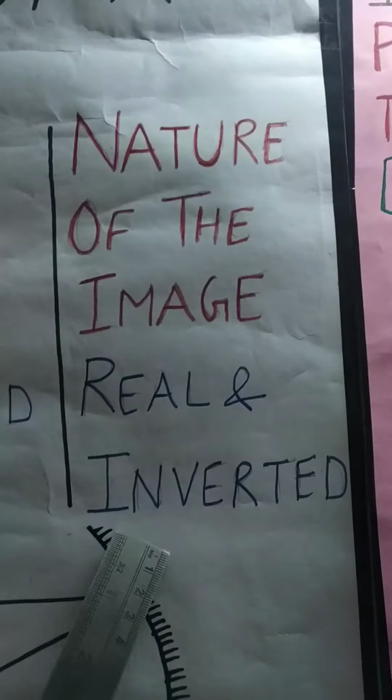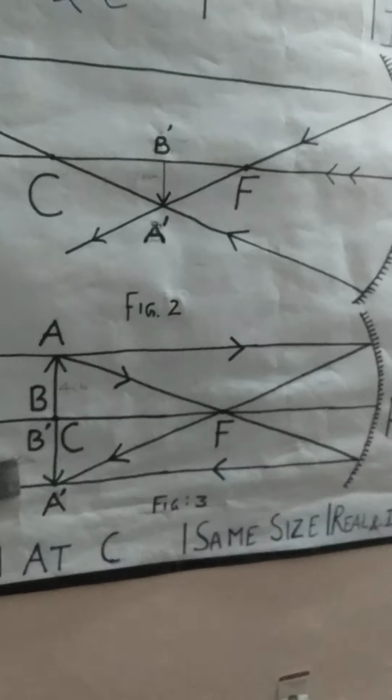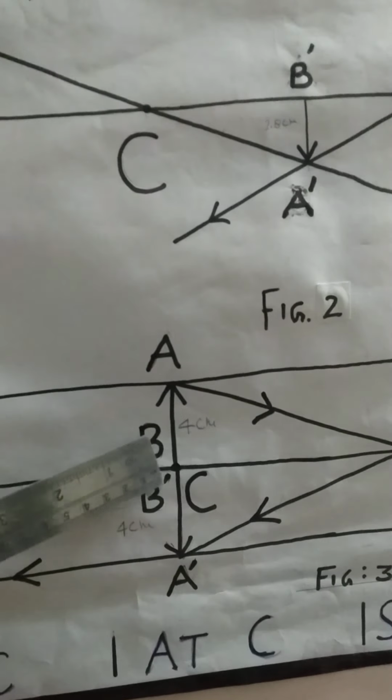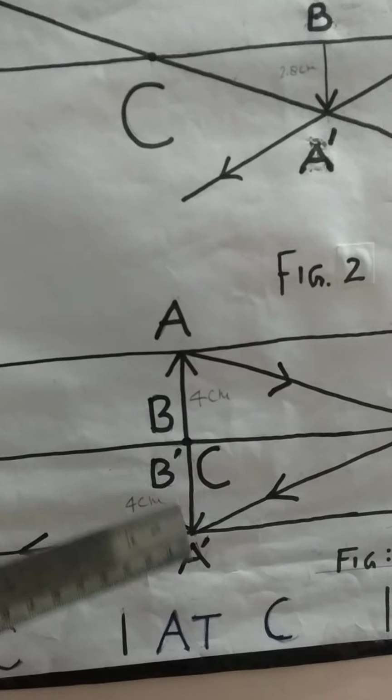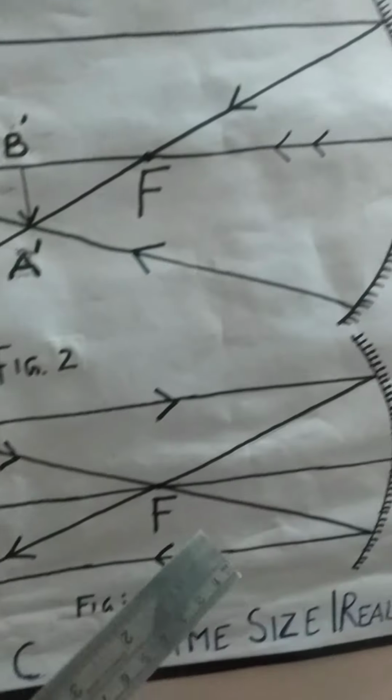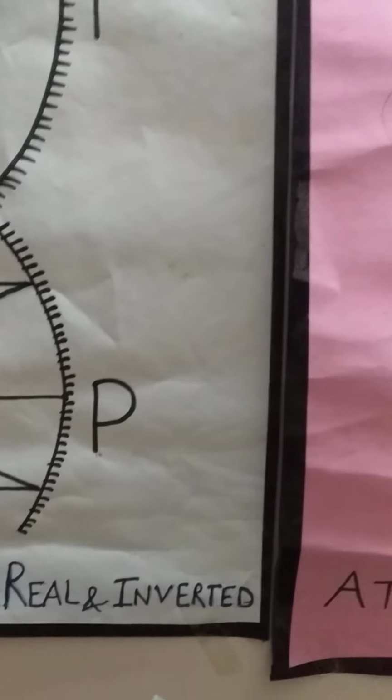Nature of the image: real and inverted. Image B dash A dash is formed in front of the mirror, so a real image is formed. Direction of the object is B to A, upward, and direction of the image is B dash to A dash, downward. So nature of the image is real and inverted.